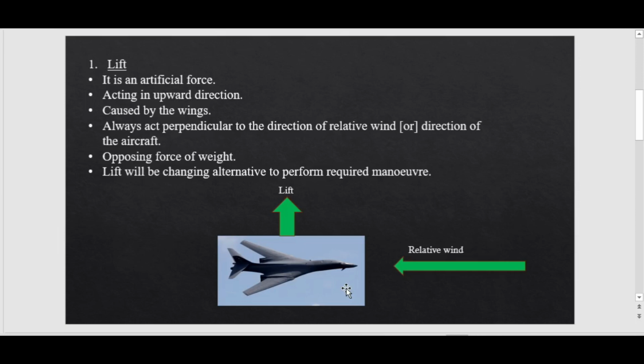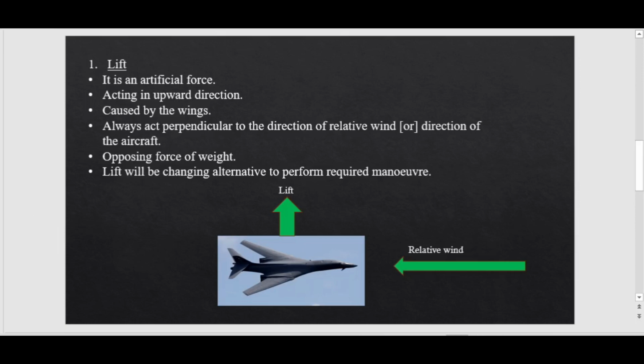If you consider the situation during cruising mode, lift and weight should be constant, and during climbing the lift is greater than the weight. Or if you consider the descent mode, that is during landing, or if you want to decrease the altitude, then the weight is greater than the lift.